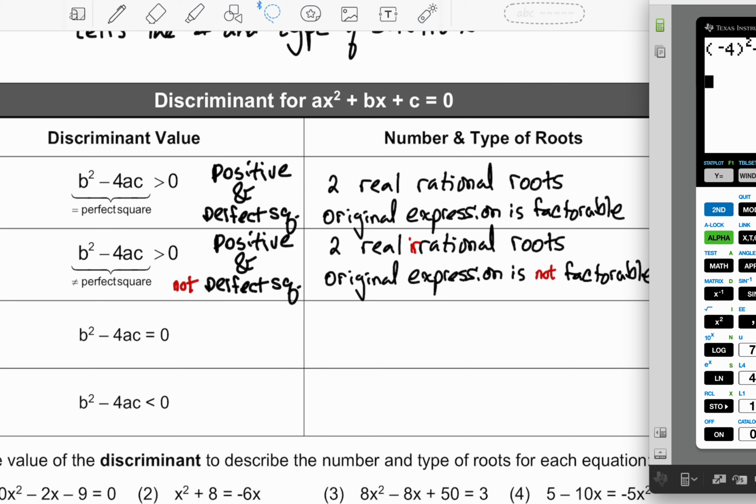The next one, b squared minus 4ac is equal to 0. Well, that's just equal to 0. I'm not talking about perfect squares or anything like that, positive or negative. The result is 0.